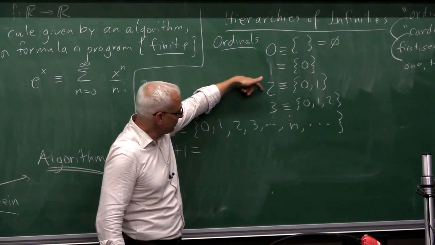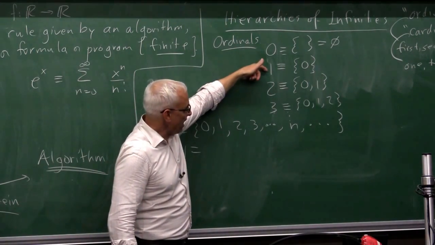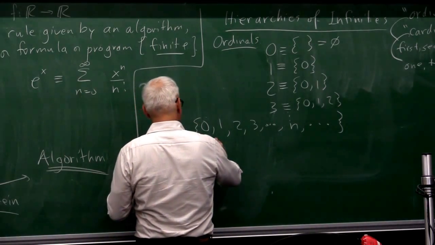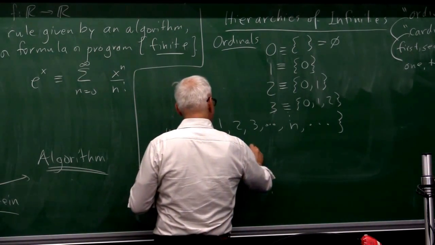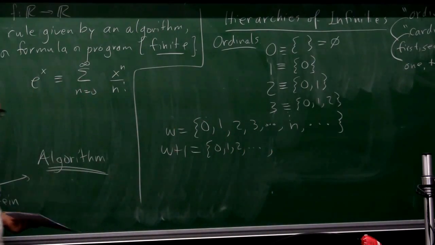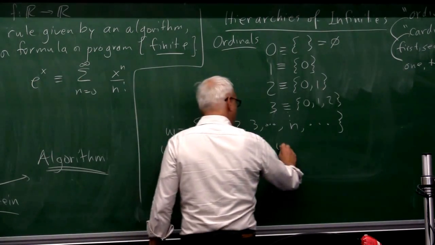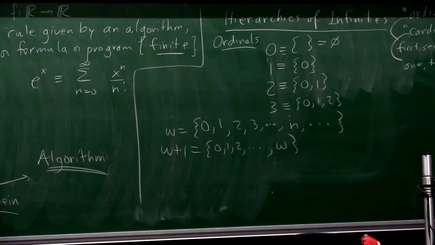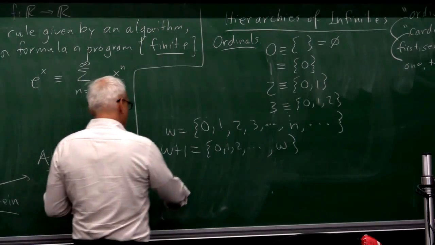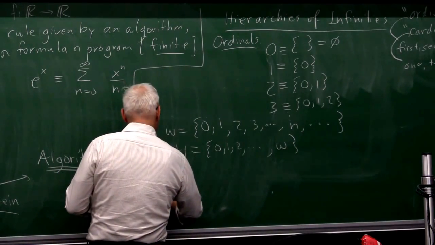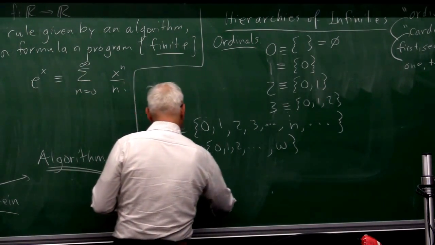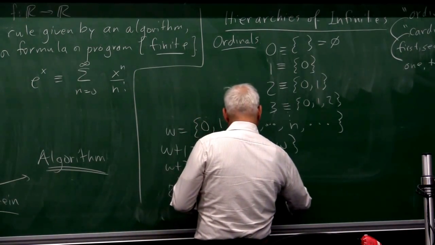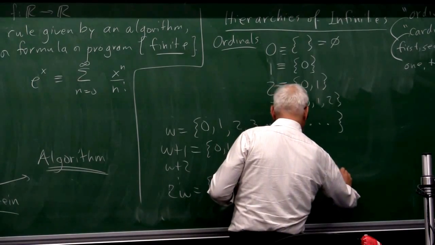How did we go from 1 to 2? Well, we just added 1 to the previous one. So what we're going to do is take the numbers 0, 1, 2, and so on, just as before. But now we're going to throw in W as well, or omega. And then we can do W plus 2, and then eventually we can get to 2W. 2W is like 0, 1, all the way up to W, and then W plus 1, and then W plus 2, and all the way there.